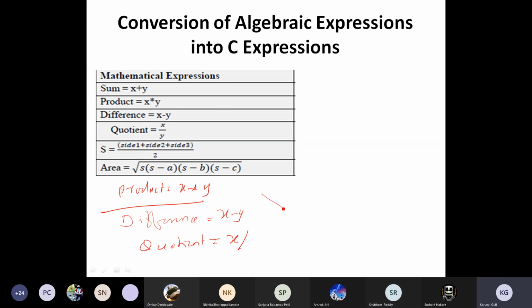You have two types of slashes. This is backward slash, this is forward slash. This is the division operation, and this is the escape sequence character. Whenever you use these kinds of symbols, you have to be very careful in C language. We are supposed to use forward slash for the division operation. Is it okay? Yes. x by y.